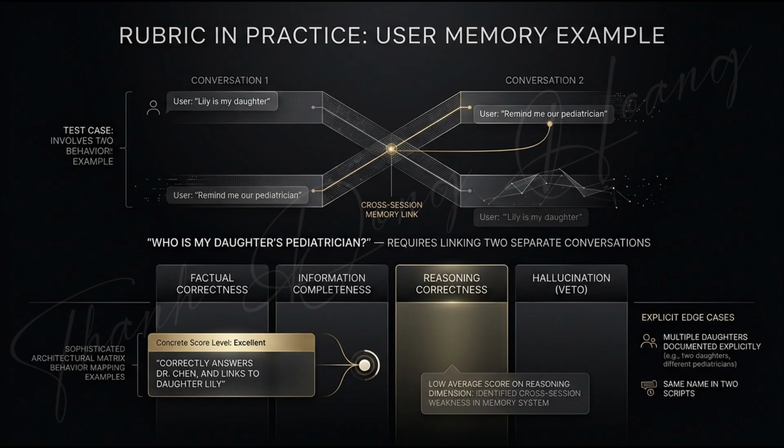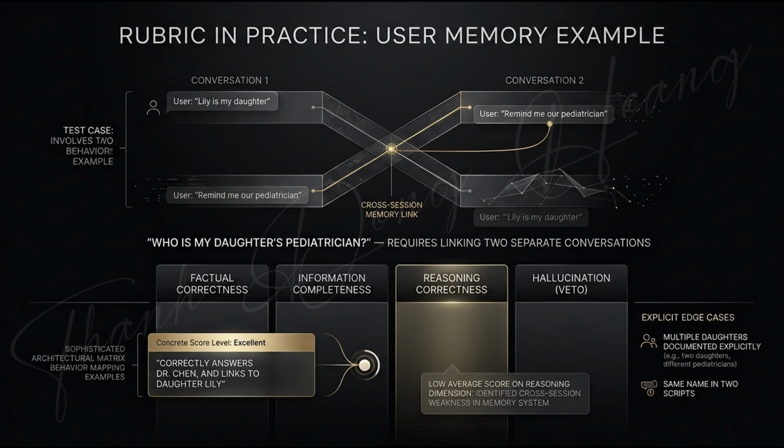Here's what well-designed scoring criteria look like in practice. Take a memory question like, who is my daughter's pediatrician? Where the answer requires linking 2 separate pieces of information from 2 different conversations. The scoring dimensions are factual correctness, information completeness, reasoning correctness, and hallucination as a veto. Each score level describes a specific checkable behavior rather than a vague adjective. For example, correctly answers the doctor's name and explicitly links it back to the daughter earns the top score.